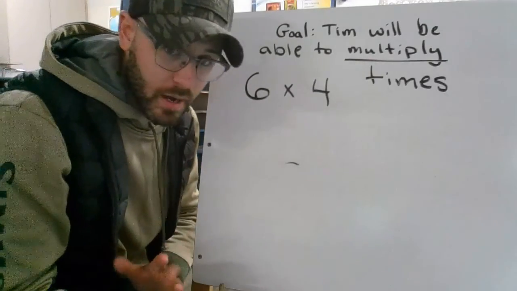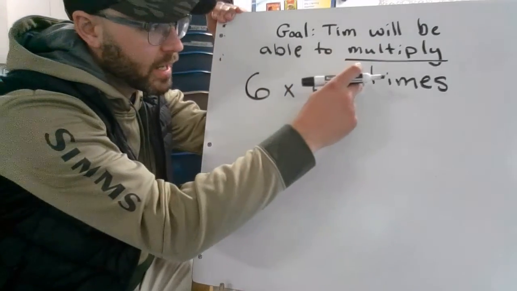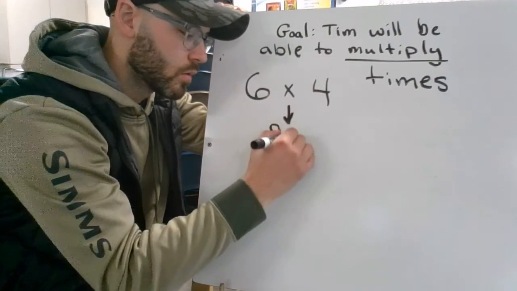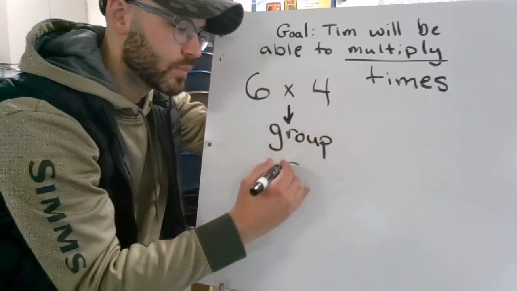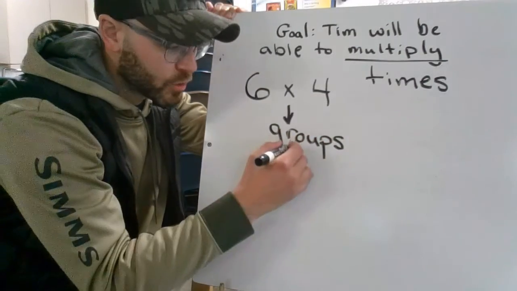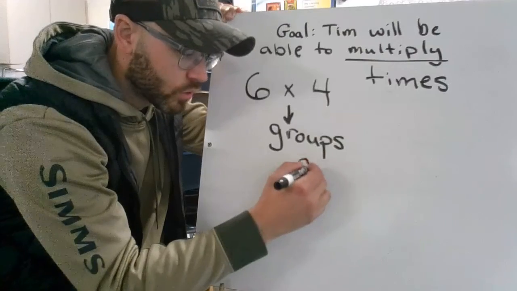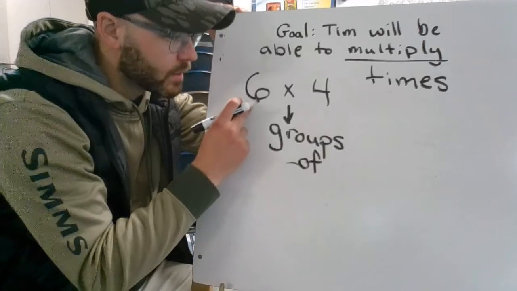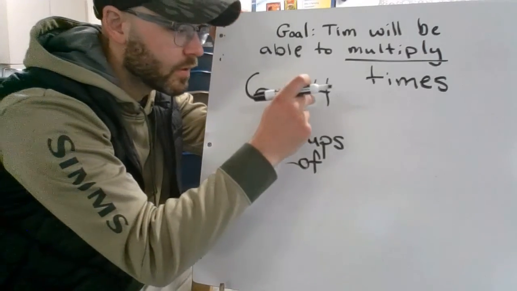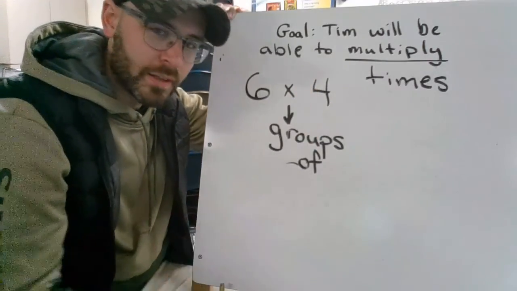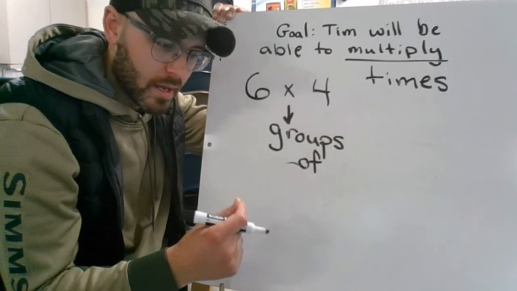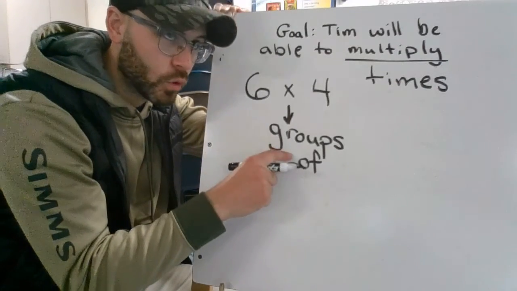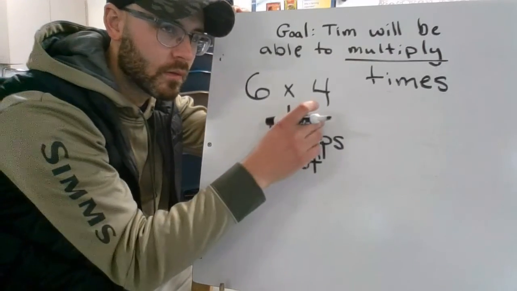From here on out, I need you to think of multiplication and times as groups. And more specifically, I want you to read it as groups of. For example, I'll say this one. 6 groups of 4. Once you read it that way, maybe it takes you a few times to read it, it might start making a little bit more sense. I'll say it one more time. 6 groups of 4. Okay?